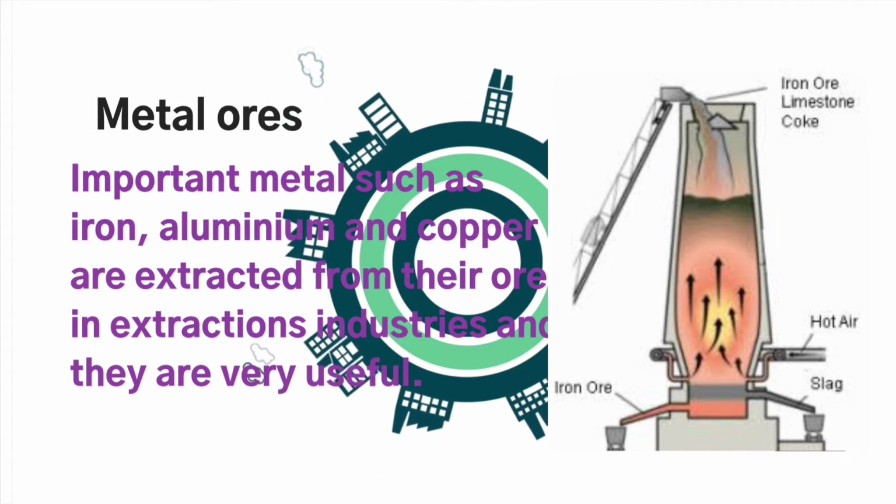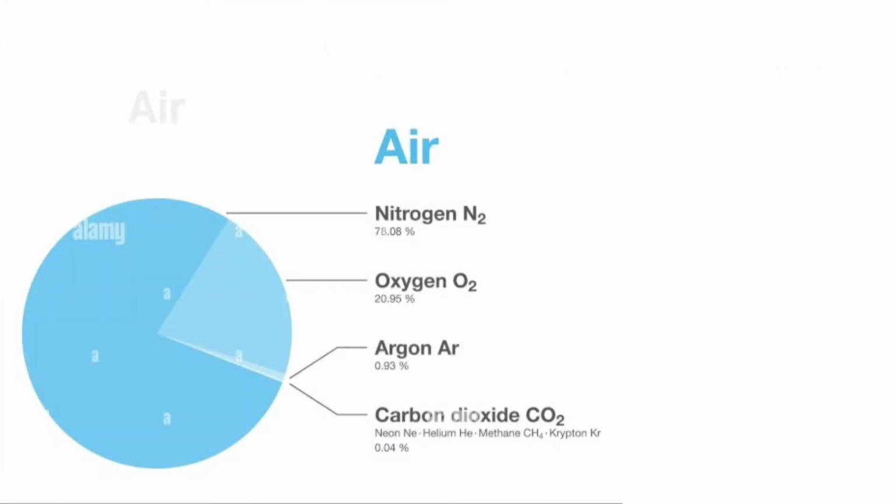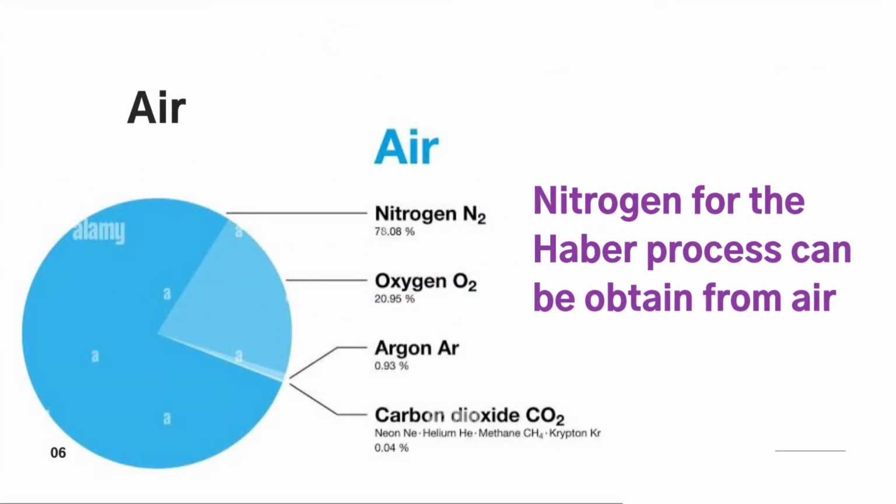Most of these metallic ores form their oxides, and so the pure metal is obtained by reducing them, okay? Look at air. Air, of course, is a mixture of gases, as you can see, but contains a higher percentage of nitrogen. Now, fractional distillation of air will give you nitrogen and the other constituents. Of course, this nitrogen is useful in the Haber process, which of course is for the synthesis of ammonia. You should take note, okay?